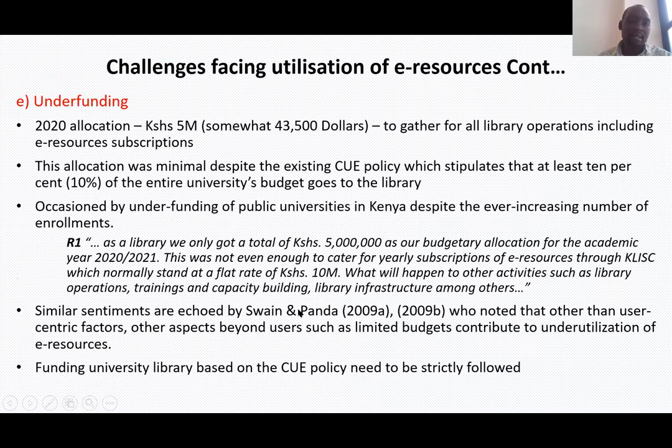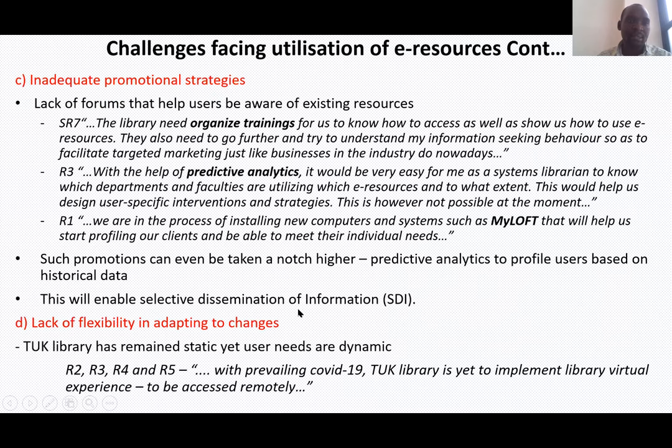Then we have another one being the inadequate promotional strategies. You know, lack of forums that help users to be aware of existing resources. A student respondent said that the library needs to organize trainings for us to know how to access as well as to show us how to use e-resources. They also need to go further and try to understand my information seeking behavior so that it can facilitate targeted marketing, just like businesses in the industry do nowadays.